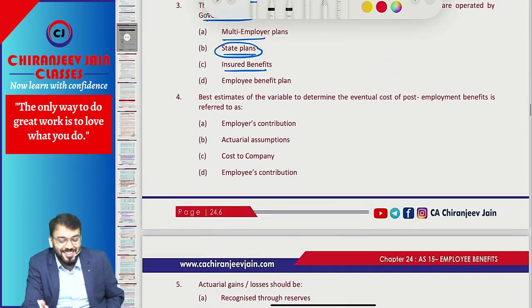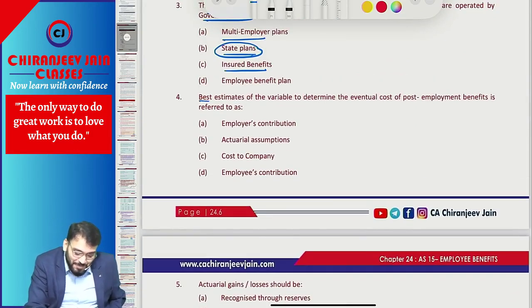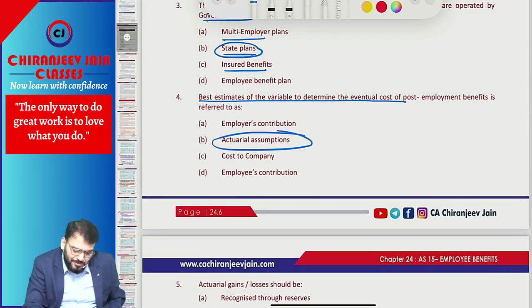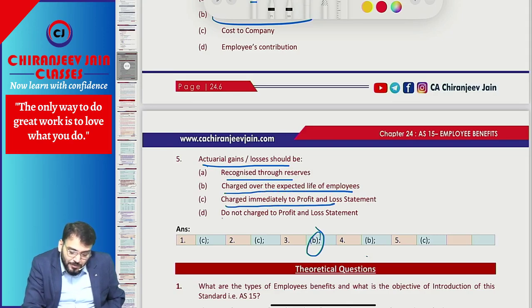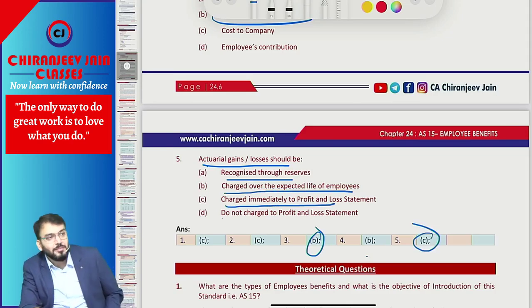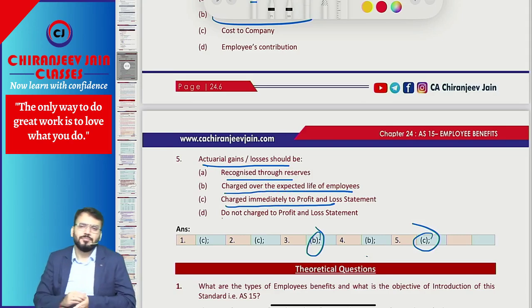3B. Correct. Best estimate of variables to determine the eventual cost of post-employment benefit is an actuarial assumption. In this chapter the actuary only. Actuarial gain or loss should be recognized to reserve, charged over the expected life of employee, or charged immediately to P&L. Charge immediately to P&L. Understood.